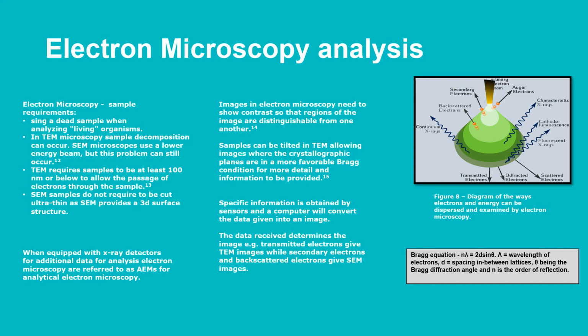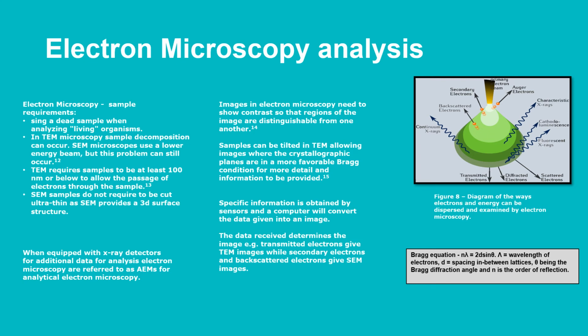Additional information. When equipped with X-ray detectors, electron microscopes are called AEMs, for analytical electron microscopes, as it combines electron microscopy and X-ray microanalysis. Images in electron microscopy need to show contrast so that the regions of the image are distinguishable from one another. For example, in TEM, when analyzing crystalline structures, electrons are subject to diffraction by values from the Bragg equation. This will result in low contrast. Samples can be tilted in TEM, allowing images where the crystallographic planes are in a more favorable Bragg condition for more detail and information to be provided.